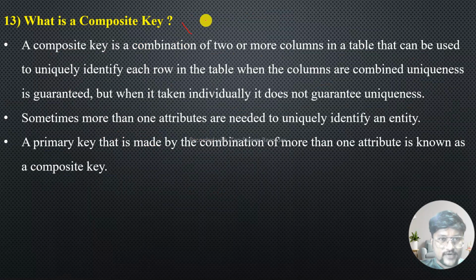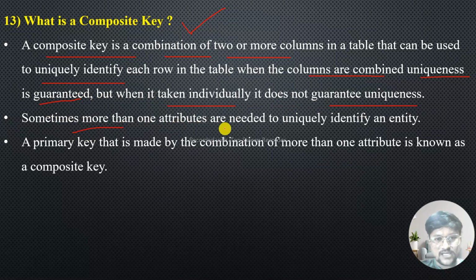Next, what is a composite key? A composite key is a combination of two or more columns in a table that can be used to uniquely identify each row in a table. When the columns are combined, uniqueness is guaranteed, but when taken individually, they do not guarantee uniqueness. Sometimes more than one attribute is needed to uniquely identify an entity. So a primary key that is made by a combination of more than one attribute is known as a composite key.